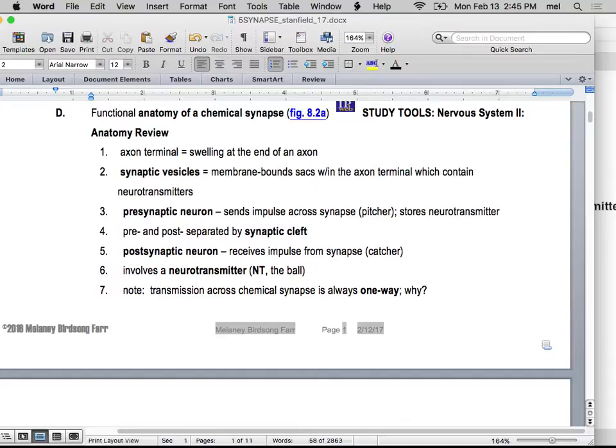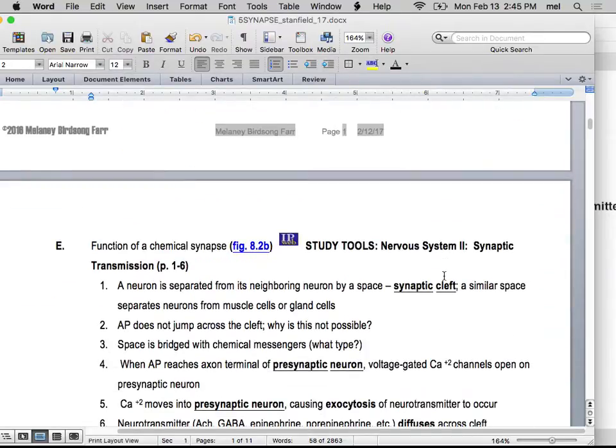Now, I hope this is obvious, but it might not be. This is presynaptic and postsynaptic for this synapse, yes? But that doesn't mean that this one can't be presynaptic for the next synapse, yeah? So it's per synapse. You're dealing with it at the synapse, yeah? Okay, so transmission is always one way, no receptors, no capacity to respond to it.